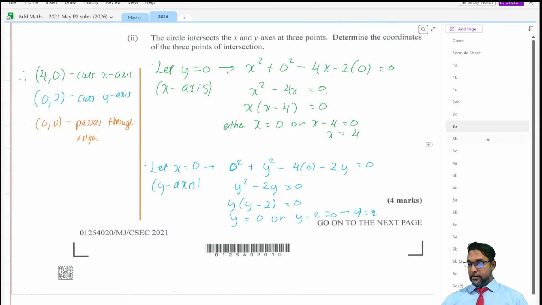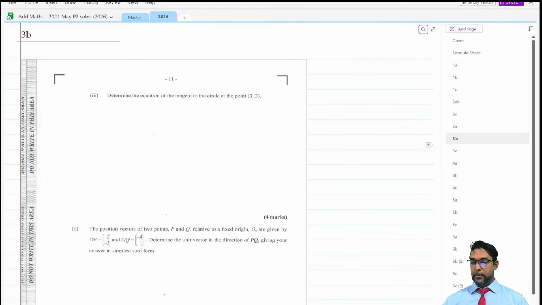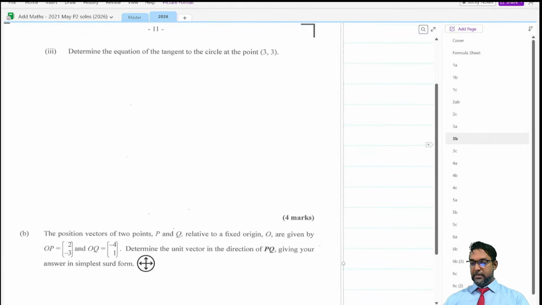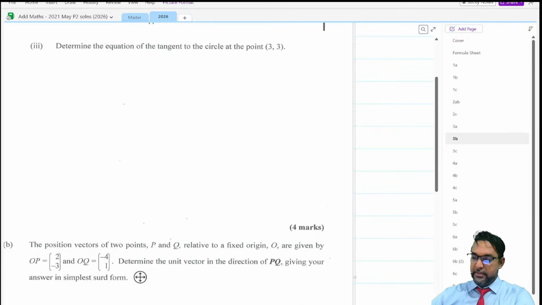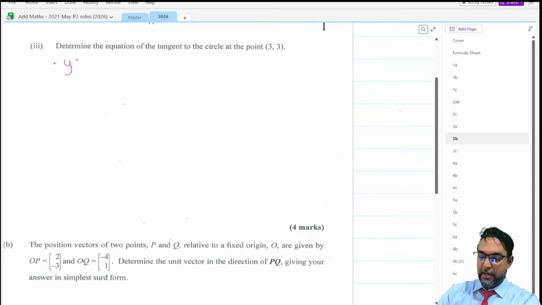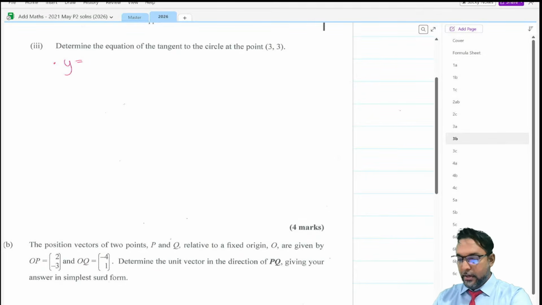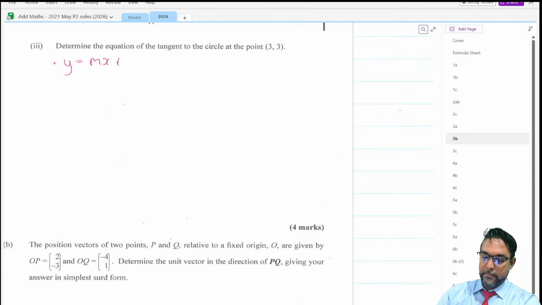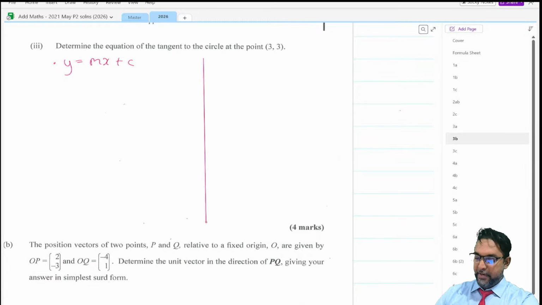Okay, that's 3A. Are you okay with that one? Yeah, I got that. Alright, determine the equation of the tangent to the circle at point 3,3. Right, so a tangent, as we know, is a straight line that touches the circle at one point. But being a straight line, its equation is y is equal to mx plus c. So we have to find the gradient. Now we can find the gradient of the radius from the center to 3,3. Right, so that again has y2 minus y1 all over x2 minus x1.